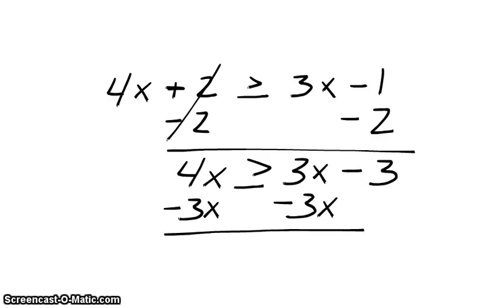If I subtract 3x from both sides, 3x minus 3x will cancel out. 4x minus 3x will give me x. X is greater than or equal to negative 3.